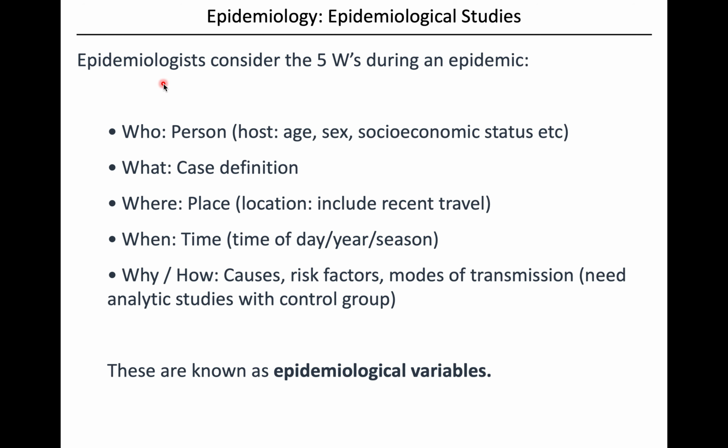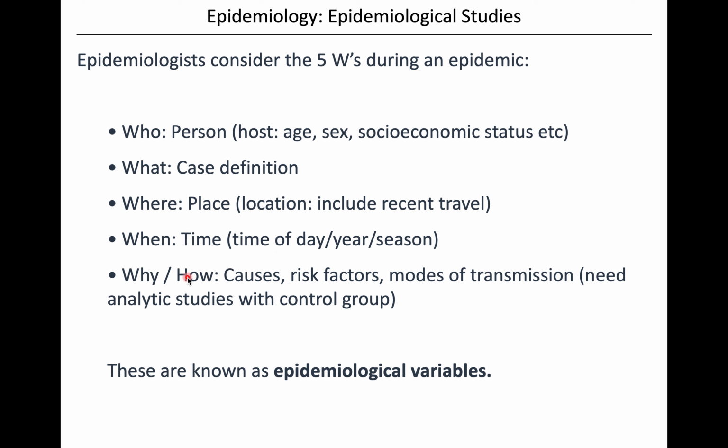Now, in epidemiological studies, there's really going to be these 5 W's that epidemiologists will consider. So it's who, what, when, where, and why, or how. So some of these are obvious, like who is, what kind of people are getting infected, how old are they, what's their sex, socioeconomic status, all that would fall into the who. What would be the case definition we just talked about, right? What are the symptoms? What kind of testing do we need to do to confirm it or consider it probable? Where, that's self-explanatory. When would be time of day, time of year, etc.